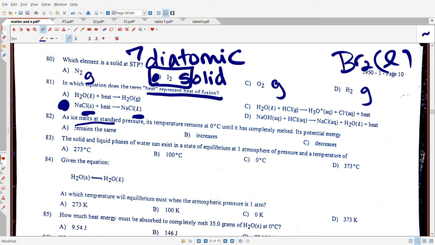As ice melts, so you're going from solid to liquid, you're adding heat. If you're adding heat, the potential energy, which is stored energy, still increases.